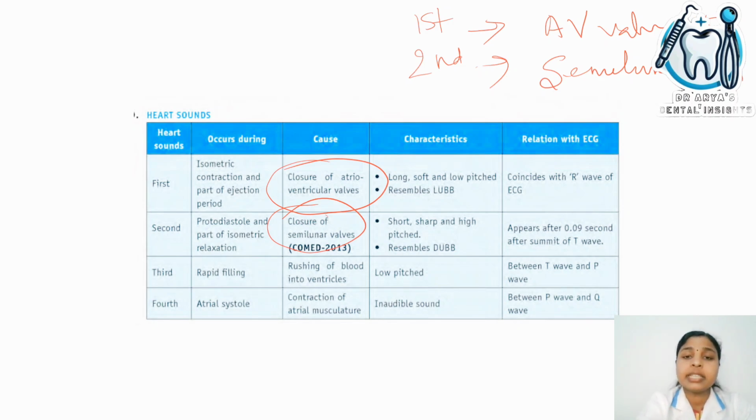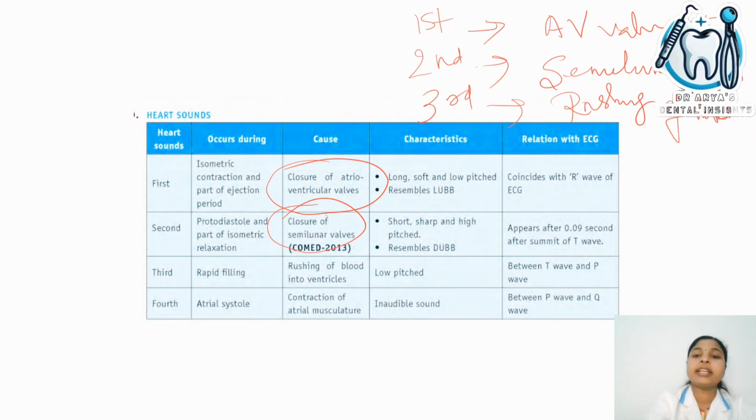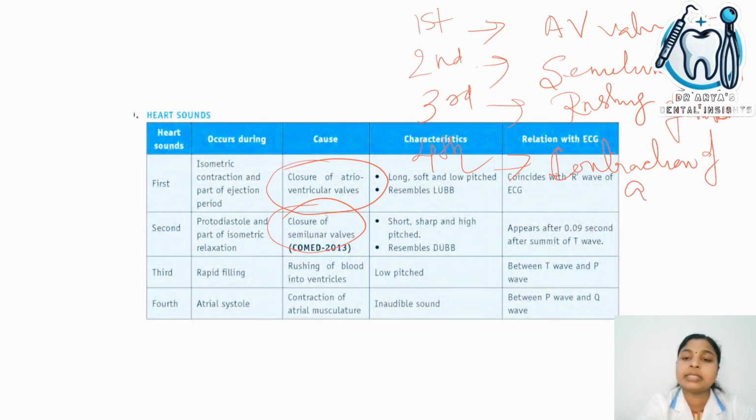Then the third one is due to rapid filling, and it is caused by the rushing of blood into the ventricles. It is a low pitched sound between the T wave and P wave. And finally, the fourth sound occurs during atrial systole, and it is due to contraction of the atrial muscles.